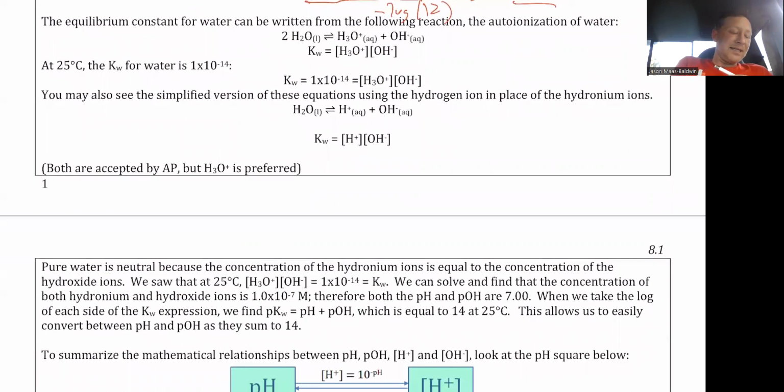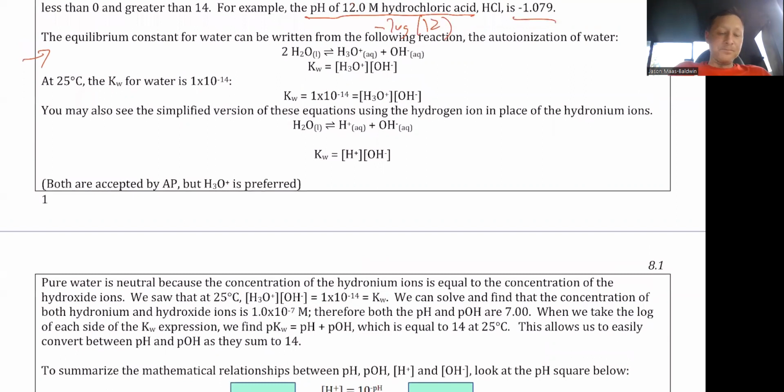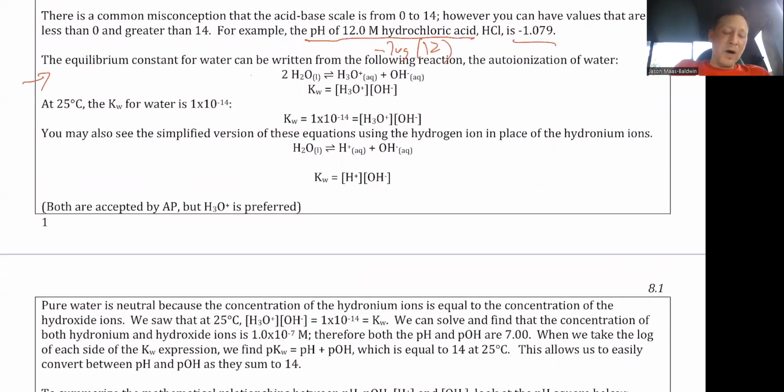So let's get to where pH actually comes from. I think sometimes this discussion gets lost. In water at 25 degrees Celsius, we have this thing called autoionization. That means that for every 2 water molecules, 1 out of 10 billion of those water molecules gains a hydrogen ion, and 1 out of 10 billion of those water molecules loses a hydrogen ion.